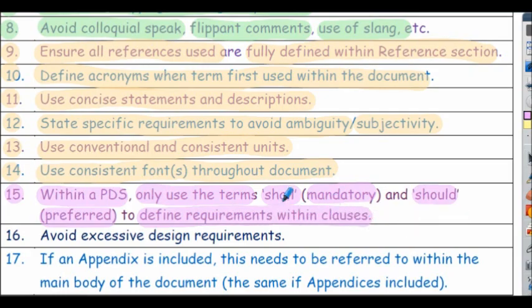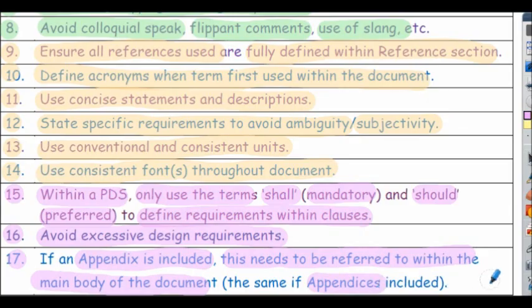So if a clause states the final colour of the product shall be red, then we need to ensure the final product has that colour. If it states that the final product should be red, then that's a preference, but it's not mandatory to comply with. 16, as we highlighted previously, avoid excessive design requirements. These can be costly and time consuming. And 17, if an appendix is included, this needs to be referred to within the main body of the document. And the same if appendices are used. The various appendices should be referred to within the main body.